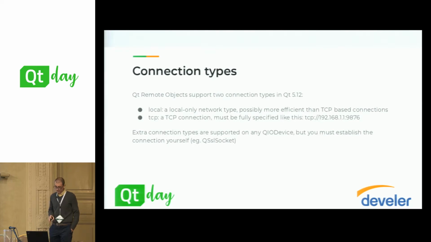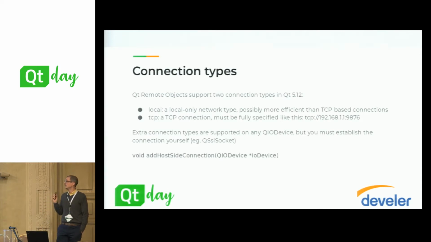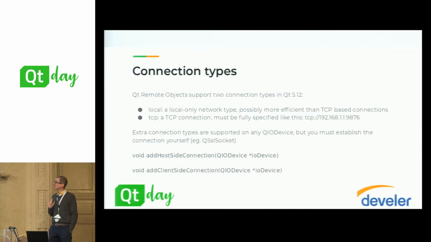Okay, extra connection types are supported, but only as QIODevices. So what that means is that you need to establish the connection yourself, and then you need to use addHostSideConnection. Okay, and on the client side, you need to use addClientSideConnection.